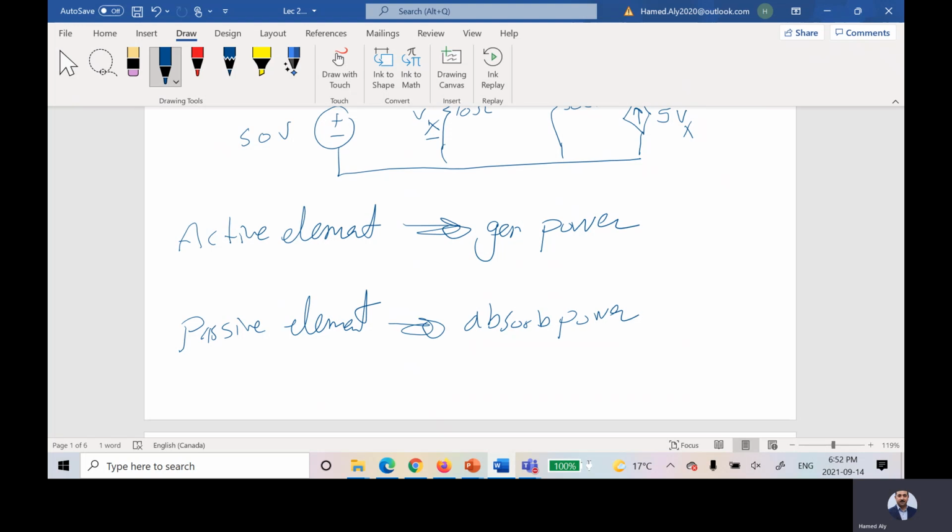So let us go back to the active element. The direction of the current for the active element is from high to low or from low to high? For active, it is from low to high, like the pump. Don't forget, current looks like water. If I'm using a pump, I'm forcing water to flow from low to high. So an active element that generates power will force the current to go in the opposite direction, from low to high. But the passive element, like a resistor, the current is from high to low, like the regular case of water flowing from a high level to a low level.